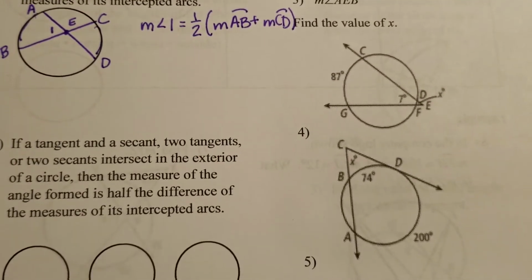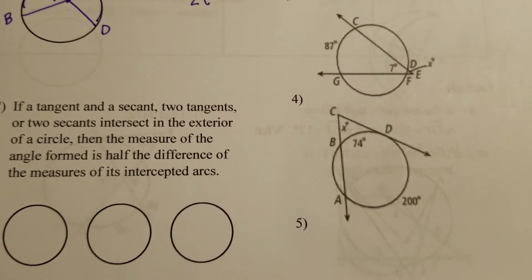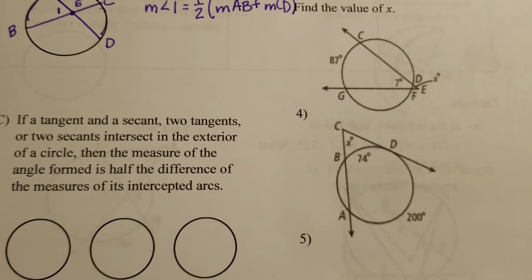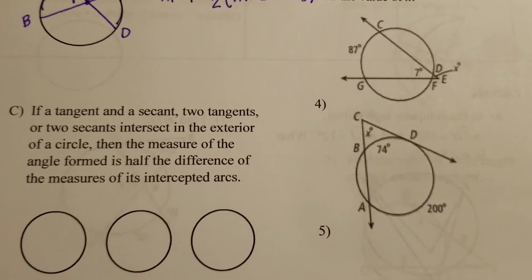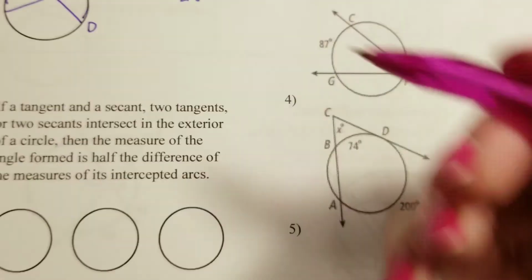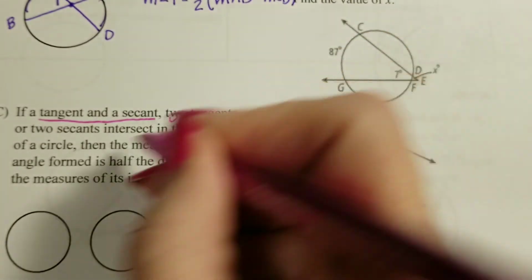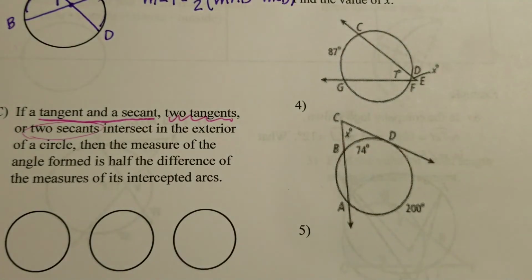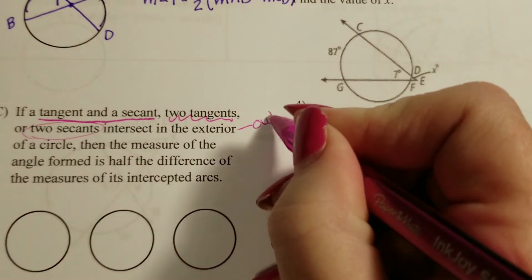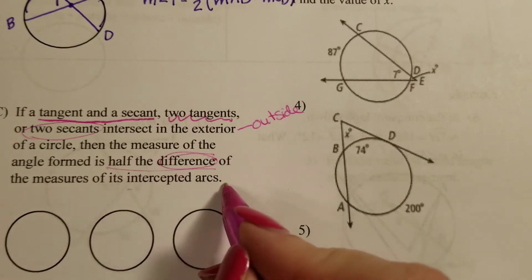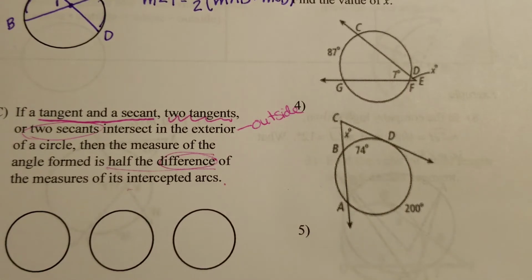All right, let's go to the third one on this page. I want to continue to show this next, the examples too. So we're going to have 3 cases on this one. If a tangent and a secant, or 2 tangents, or 2 secants intersect in the exterior, so this is outside of the circle, then the measure of the angle formed is half the difference, this time we're subtracting, of the measures of its intercepted arcs. So let's take a look at a few cases here.